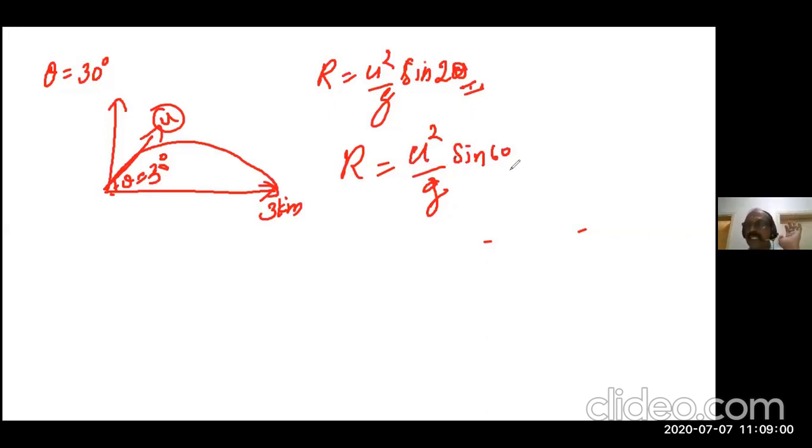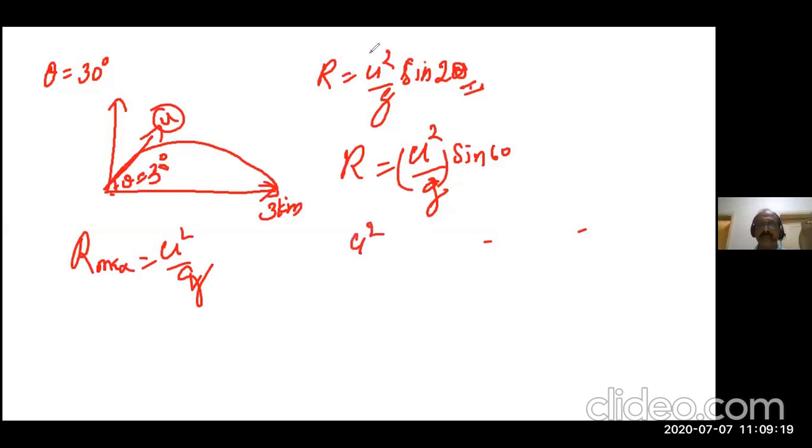Now I'll tell you an easy way. What is the formula for maximum range? R max is U squared by G. That means without touching this, if you find U squared by G, you are getting R maximum, right? You should know this shortcut. R is equal to 3 kilometers, which is U squared by G into sine 60, root 3 by 2.